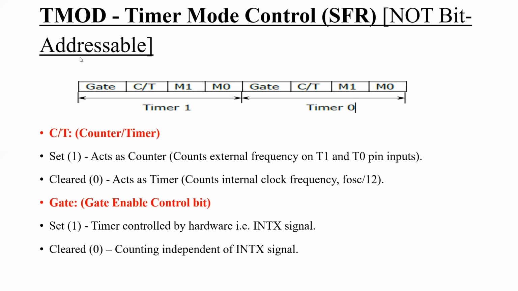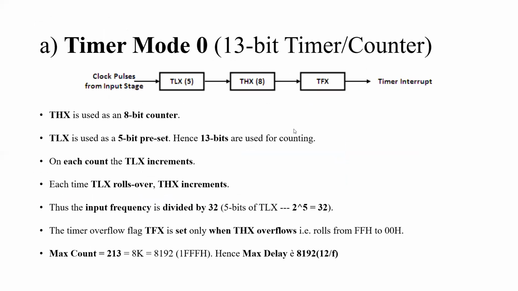Timer 0 uses INT0, and timer 1 uses INT1. So we don't need this hardware control, so this gate is set as 0. The lower 4 bits will be 0, 0, 0, 1 and the higher bits are 0 because we are using timer 0 only.